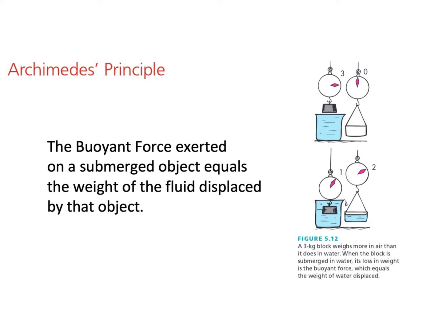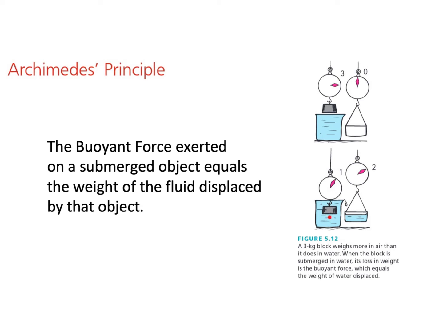So what is Archimedes' principle? It says the buoyant force, that's the force exerted by that pressure difference on a submerged object, equals the weight of the fluid displaced by that object. In other words, let's look at this scenario. We want to look at the weight of a 3-kilogram object. So we have this 3-kilogram object, before it's been submerged in the water. We have it on this scale, and it's reading 3 kilograms.